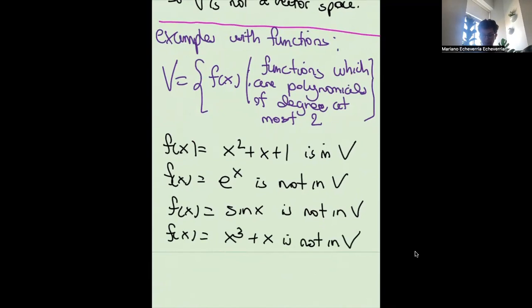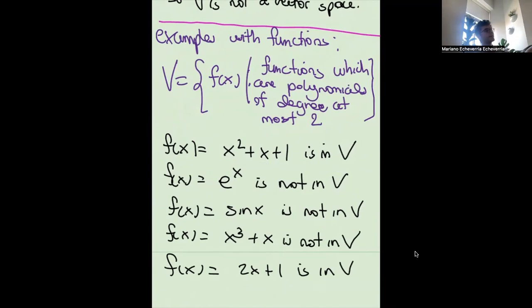Because the degree of the polynomial has to be at most 2, right? And f of x, like let's say 2x plus 1, that's in V because the degree of the polynomial has to be at most 2. So that means that the degree can be 1 or 0. So is that making sense? Like why this is in V, this is in V, and the others are not?